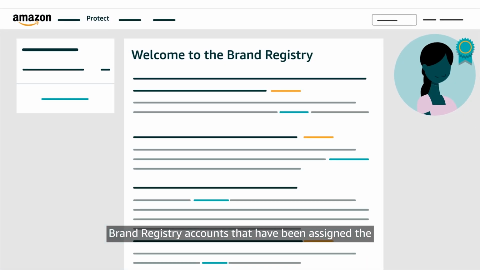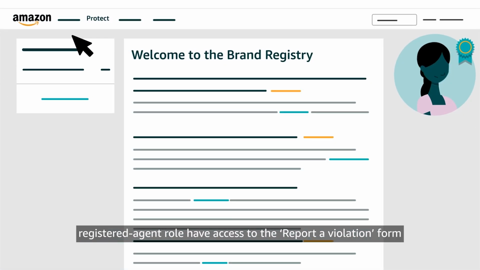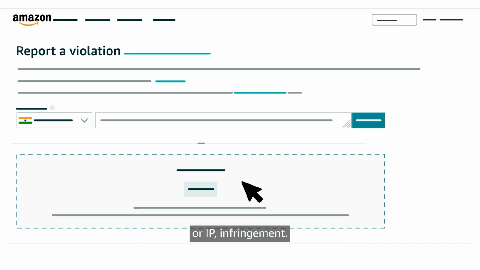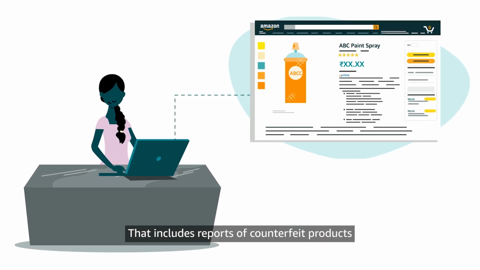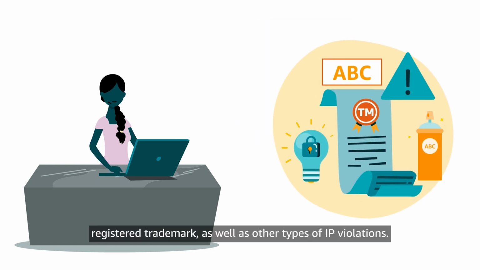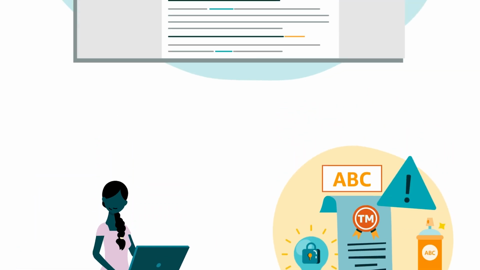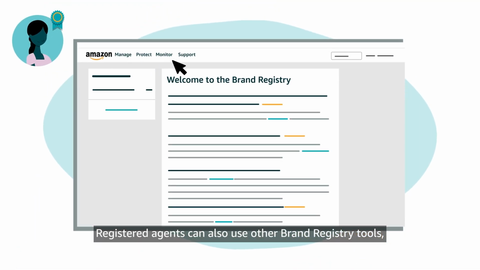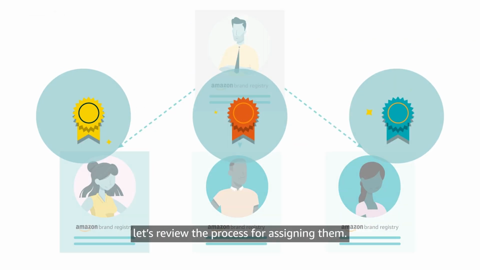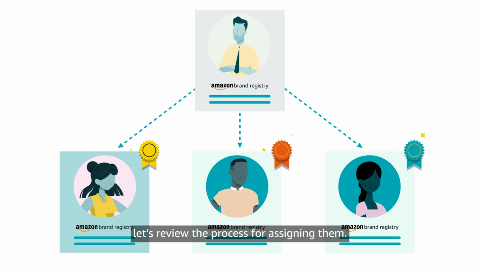Brand registry accounts that have been assigned the registered agent role have access to the report a violation form, so they can report suspected intellectual property, or IP, infringement. That includes reports of counterfeit products against a brand's active registered trademark as well as other types of IP violations. Registered agents can also use the other brand registry tools with access similar to that of a rights owner. Now that you are familiar with each role, let's review the process for assigning them.